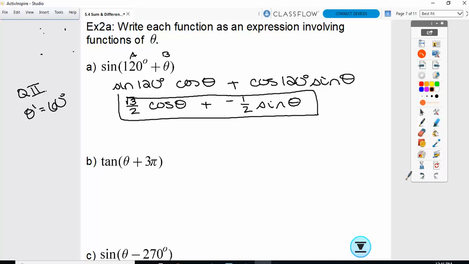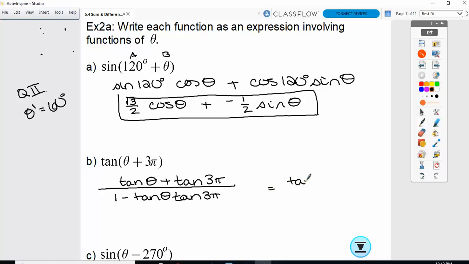Let's do this one. This is the tangent of A plus B. So look at your formula sheet, that's tangent of A plus tangent of B over 1 minus tangent of A tangent of B. I don't know tangent of theta.